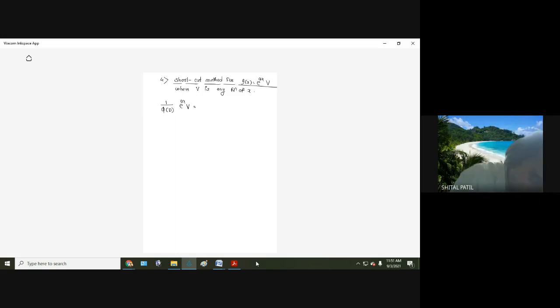So e raised to x as it is, 1 upon phi of d plus a to be operated on v. So d is replaced by d plus a. Okay, understand it in this way. Let's find examples. From examples, the formula will be clear.